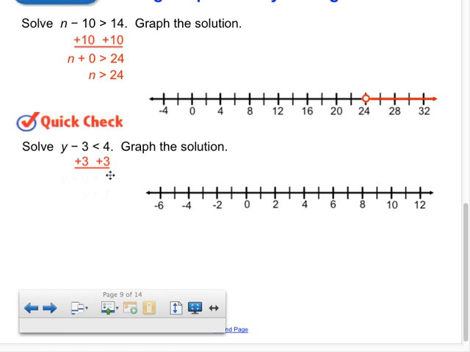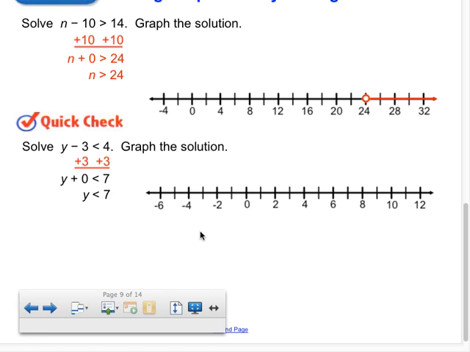So what do we get back? y plus 0 is less than 7. Okay. And then what's y plus 0? y. Not equal 7. Keep the inequality. y is less than 7. Okay. Now how do we graph this?